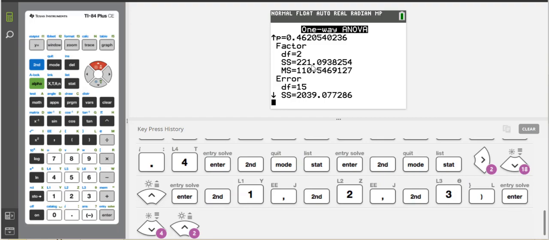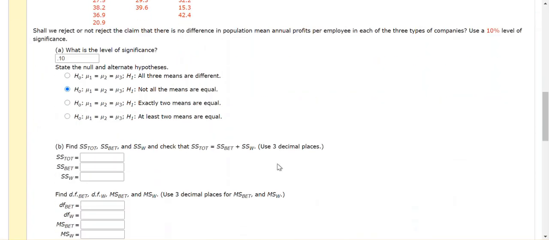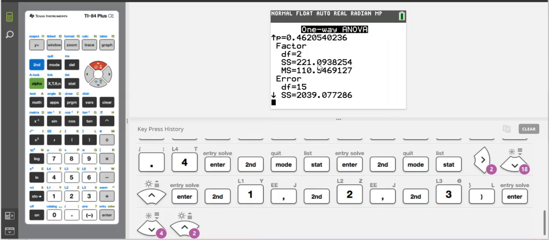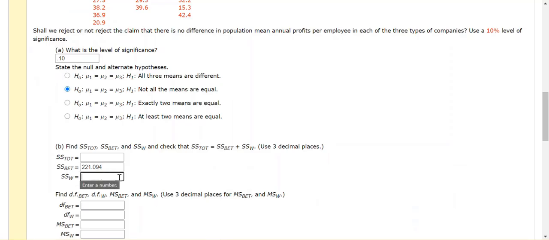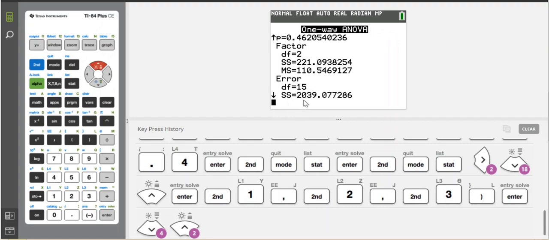So that's 221.094, if I round to three decimal places, which I think is what it wants me to do. I'm going to double check that. 221.094. So that's the factor, which is the same as the BET for the sum of squares. And then I want the sum of squares for the W, which is within the group, and that's the error in my calculator. So that is 2039.077.